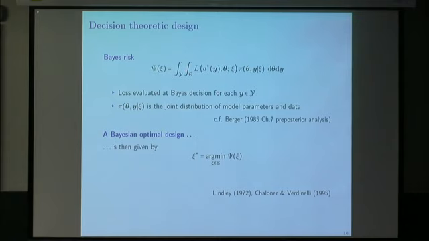Usually evaluating this Bayes risk is challenging because we have a high dimensional integral with respect to the data and the parameters, and also maybe we don't have in closed form the Bayes decision D star. And finally, an optimal design can be obtained by minimizing the Bayes risk.